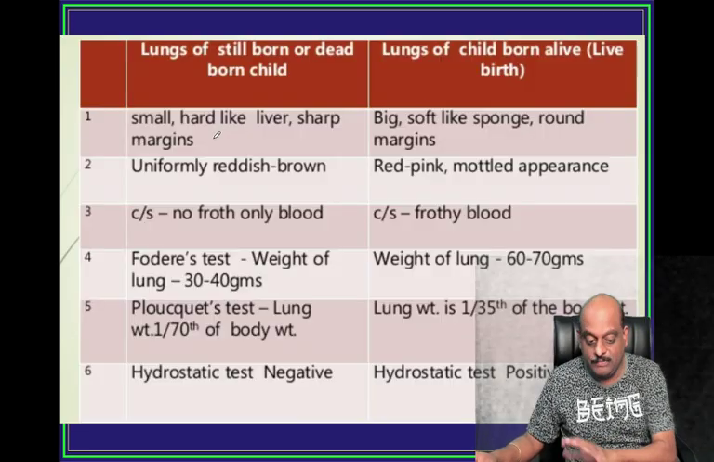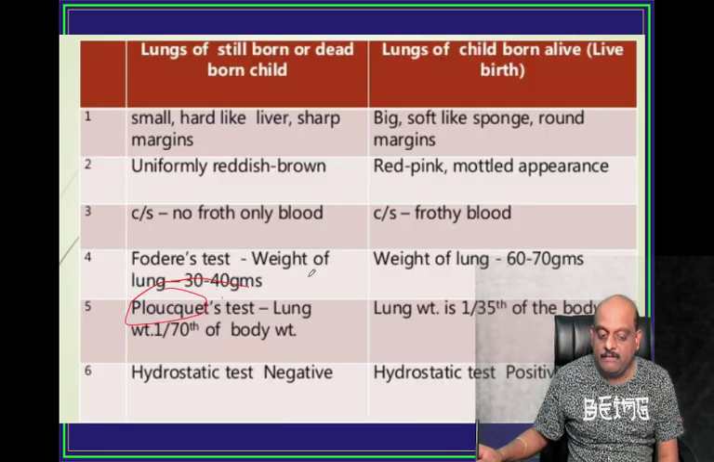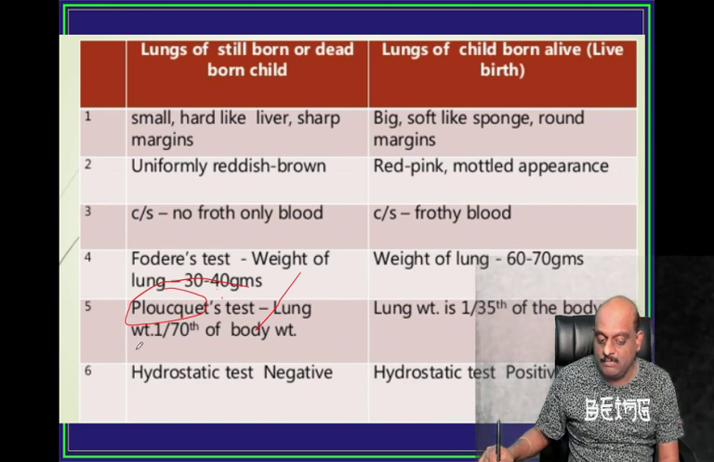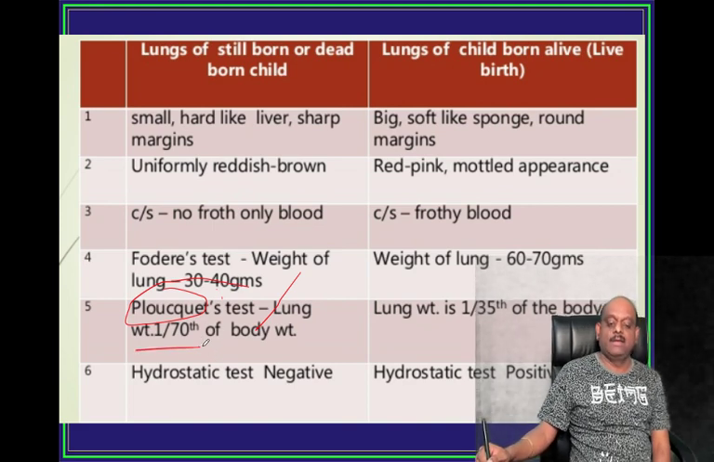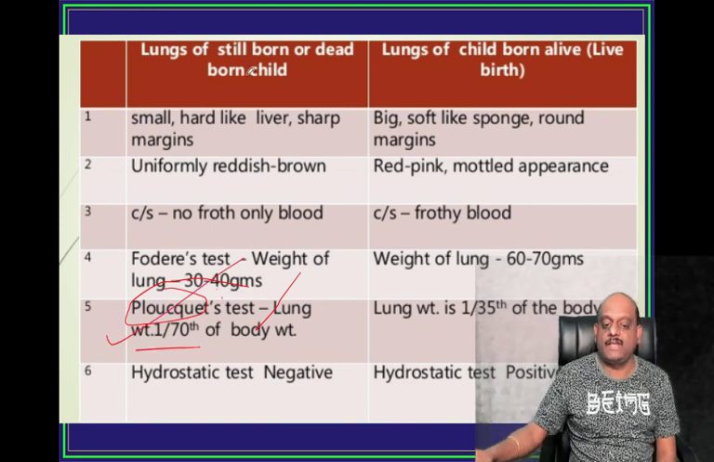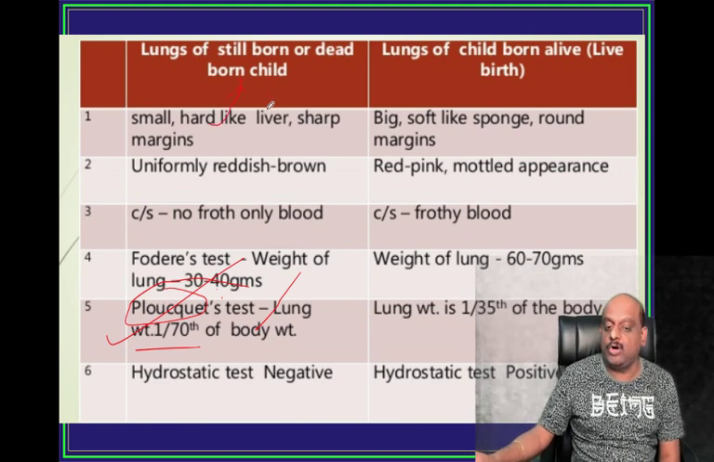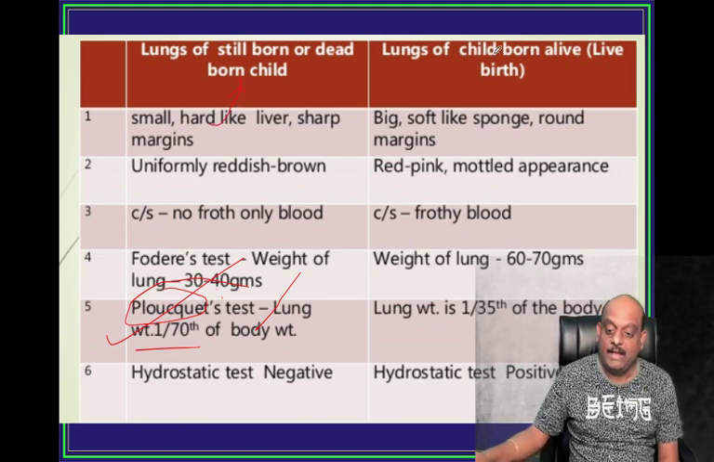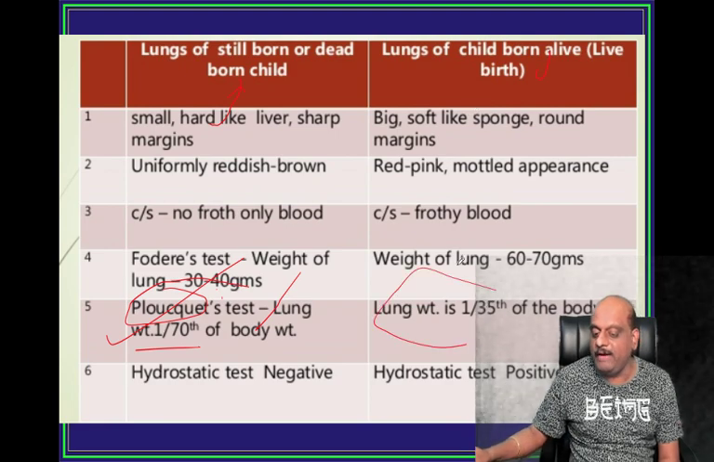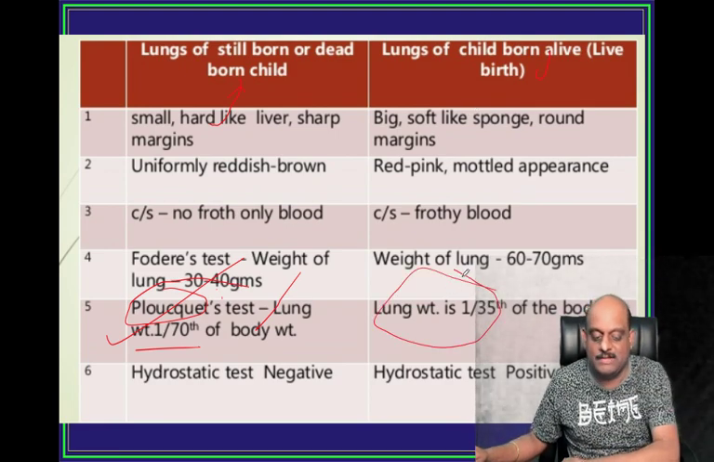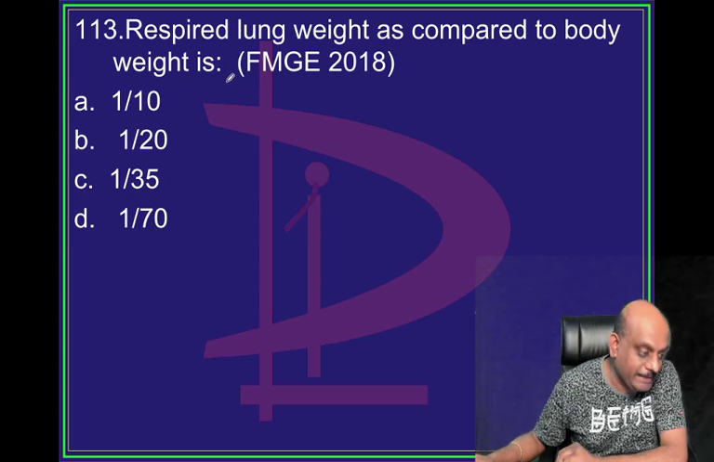Plockwitz test. So what is the Plockwitz test? The lung weight is 1/70th of the body weight if the child is stillborn or dead-born. If he is born alive, then the lung weight is 1/35th of the body weight. That's what you should remember.